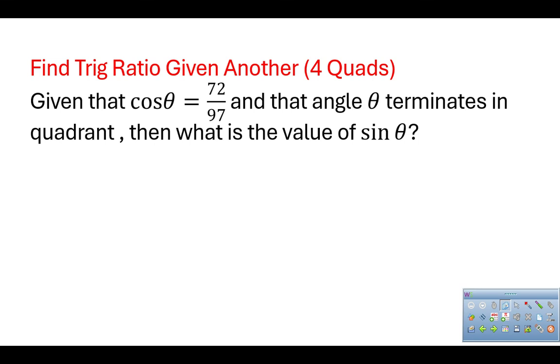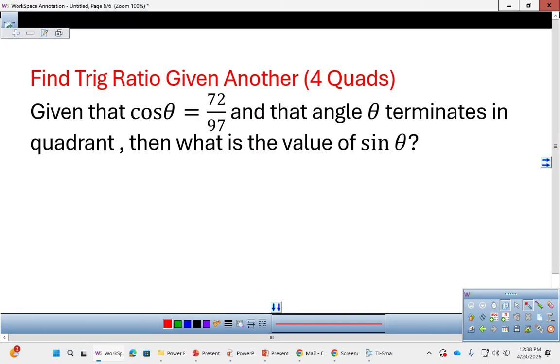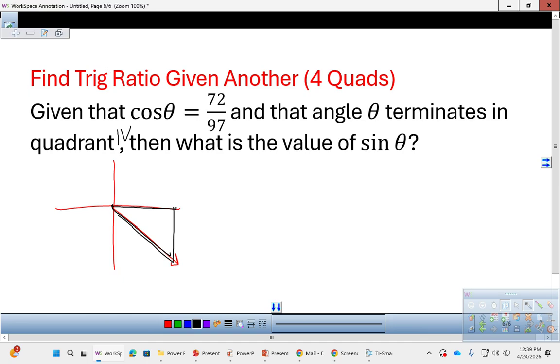All right, next category, find trig ratio given another four quadrants. All right, so I'm given that cosine theta is 72 over 97 and that my angle terminates in quadrant 4. This didn't copy through, I think it was 4, yeah it is. So here's what I know. If it terminates in quadrant 4, I've got something happening here in quadrant 4. And then I can create my reference triangle with the x-axis, the terminal side, and I drop. So here's my reference triangle, and this is my reference angle here.